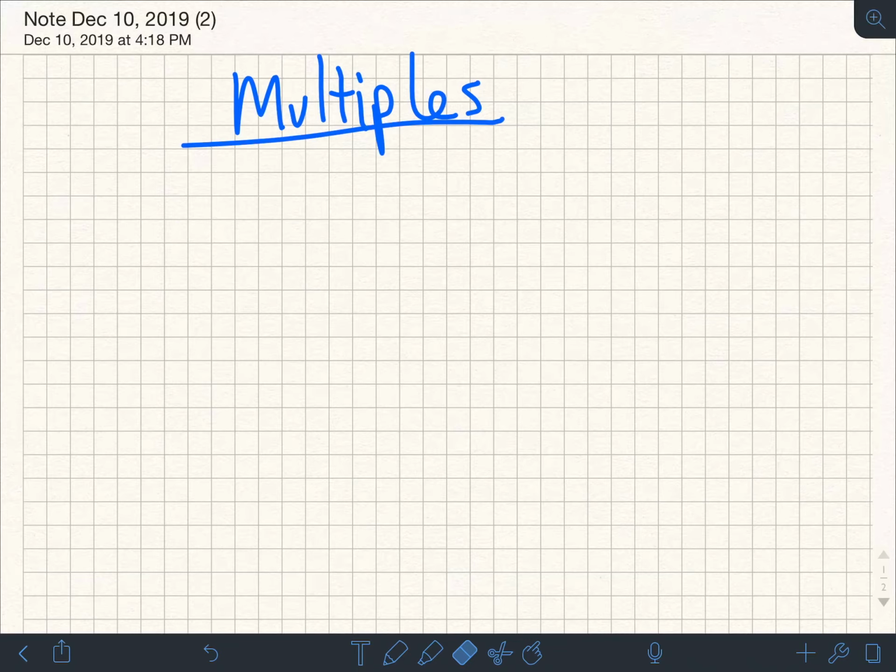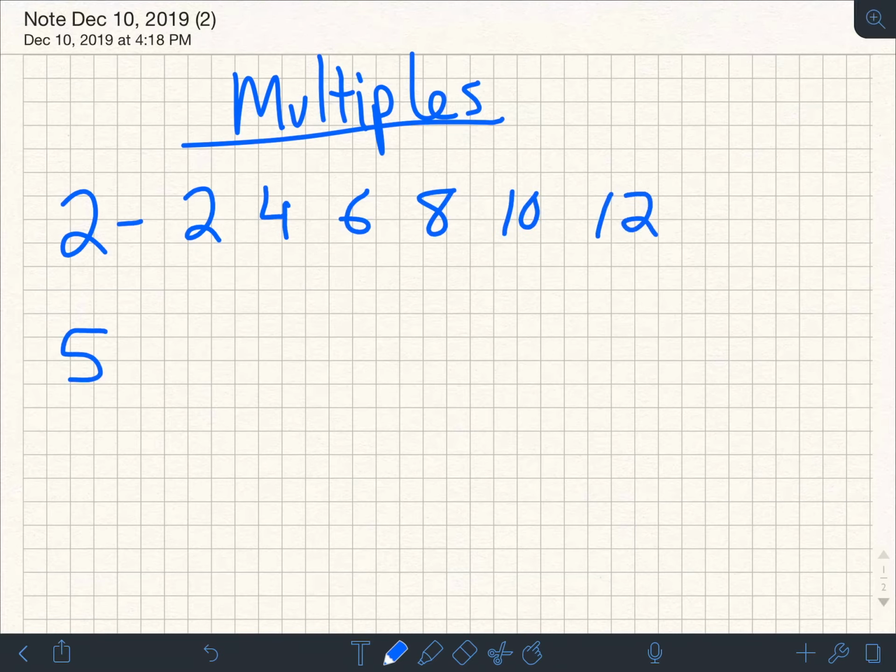So if we have the number, well, let's do 2 and 5 again. So we have 2 and 5. Multiples of 2 are going to be 2, 4, 6, 8, 10, 12, 14. And multiples of 5 are 5, 10, 15, 20, 25.